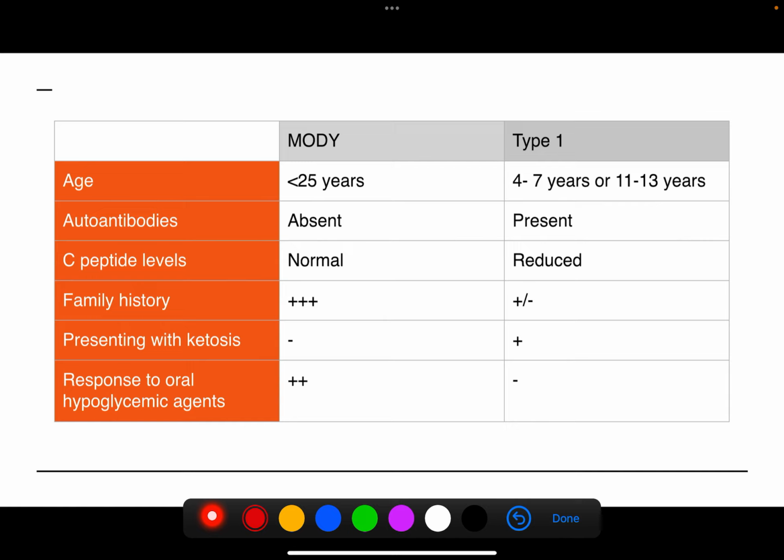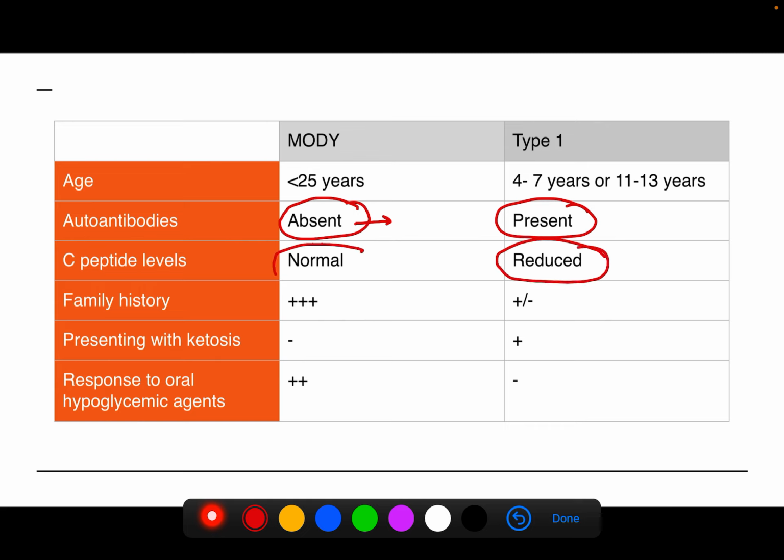Now this is a very, very important table. You will have to differentiate. The main differentiating factor will be the autoantibodies. Autoantibodies are absent in MODY, and in type 1 they are present. Also C-peptide levels. C-peptide levels are reduced in type 1 and they are normal in MODY. Then family history. Family history is always positive in MODY.